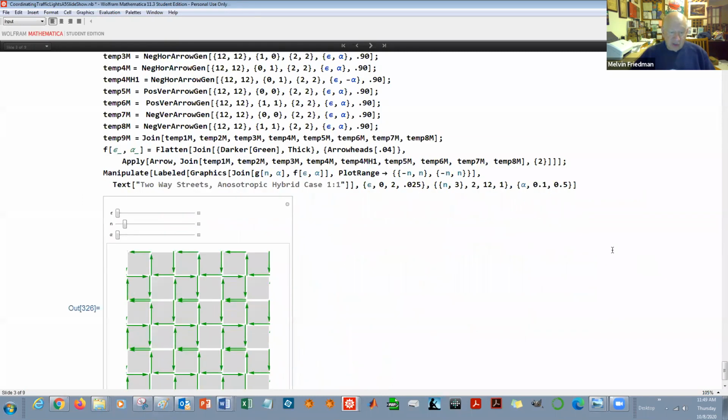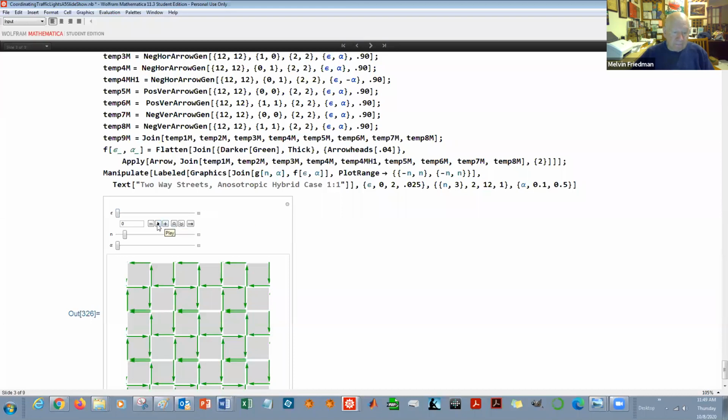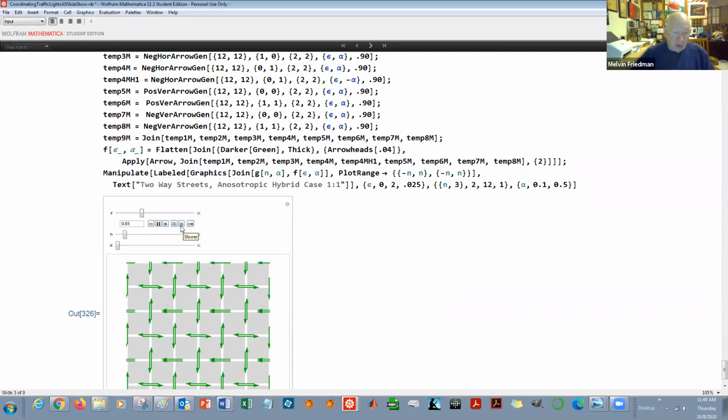So I've just executed this, and here you see we have a road. Basically we have two-way roads. Here's a road heading north and south, and here's a road heading east and west. But here's a road that's only heading west, and here's a road that's only heading west. And now I'll get that animation going, and I'm going to slow it down a little bit.